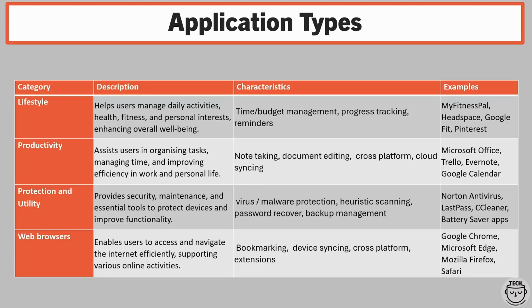And lastly, web browsers, which allow us to navigate the World Wide Web. Those features would be bookmarking, device syncing. You can have the same browser on your phone and your computer like Chrome or Opera. And some examples, Chrome, Microsoft Edge, Firefox, and Safari.